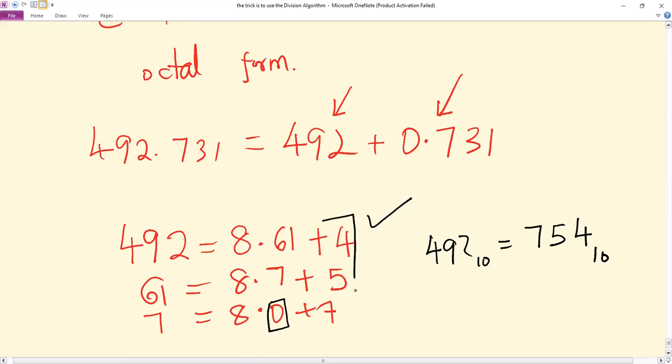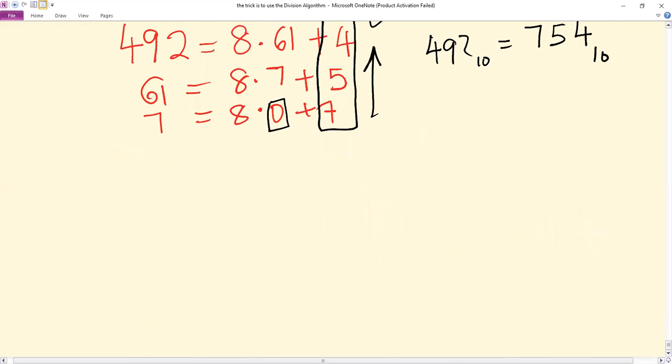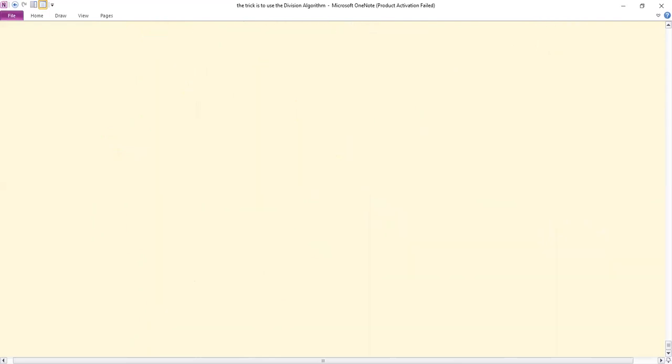Remember, when you are dealing with integers, when we don't have a decimal in the number, we pick these remainders in the reverse direction and we do division. But for decimals, we do multiplication and we pick the whole number parts from top to bottom. Now 0.731 in base 10. So we write it as 0.731 and then multiply by 8.